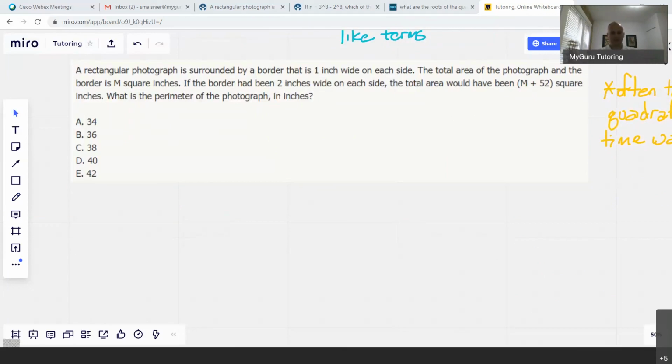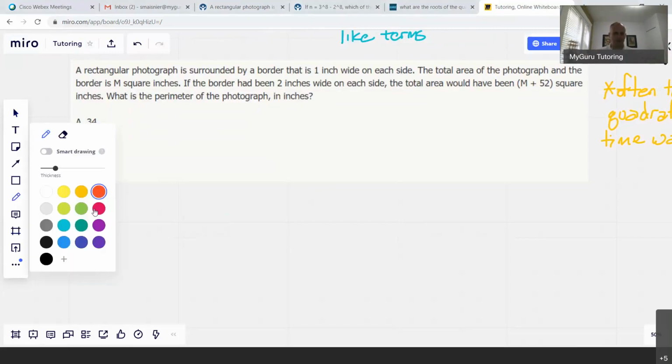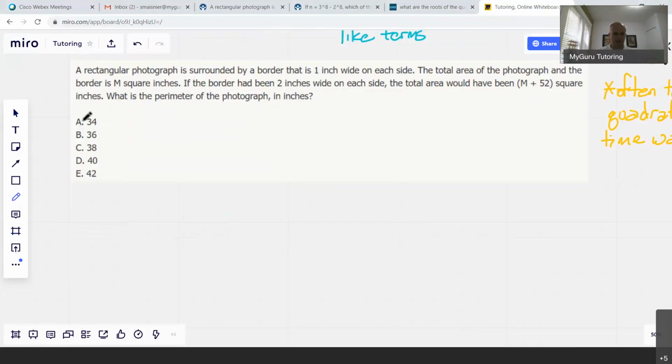So what is the formula for perimeter of a rectangle? Can anybody tell me, just in the abstract, what is the formula for the perimeter? Yep, 2L plus 2W. So we just come over here, we're going to write that over top our choices here. We're looking for what 2L plus 2W is.